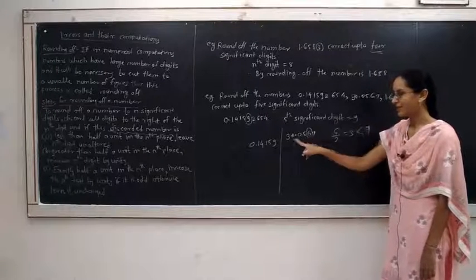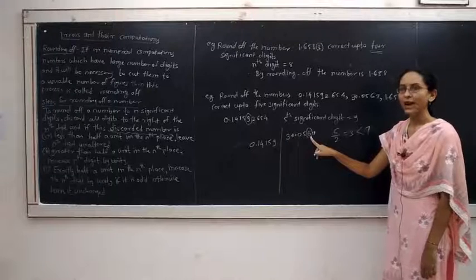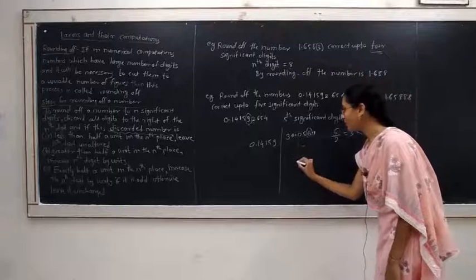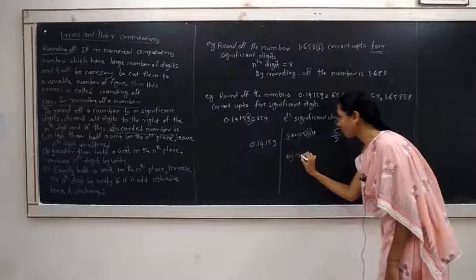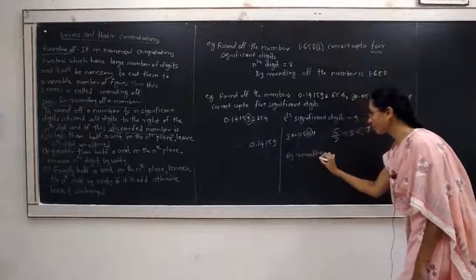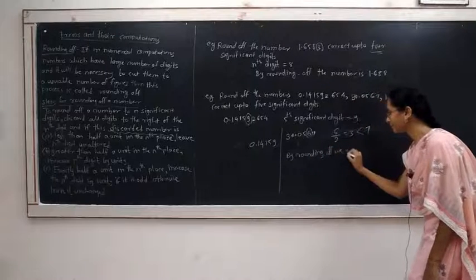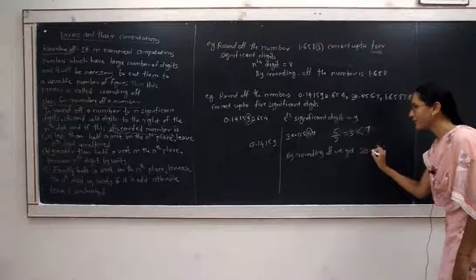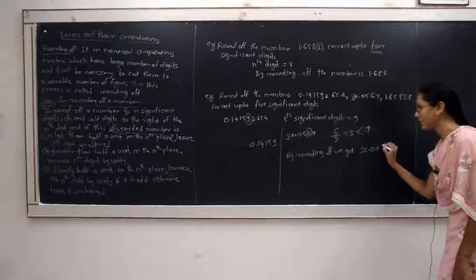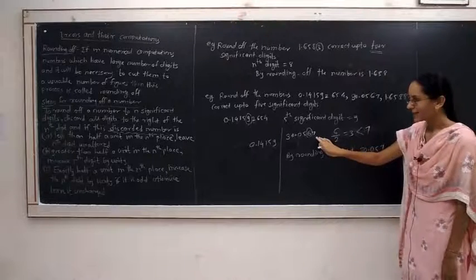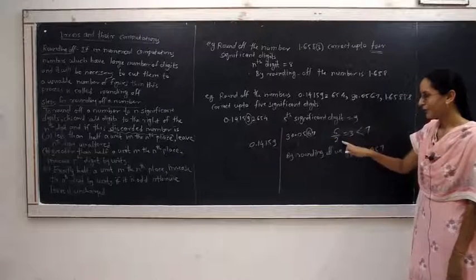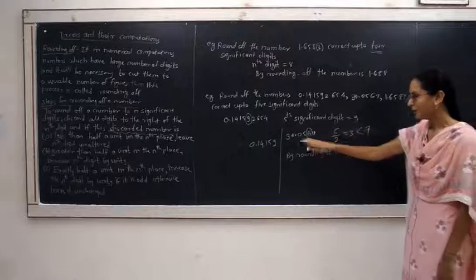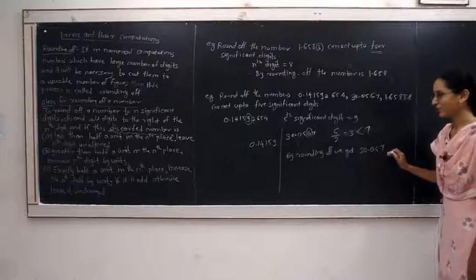The fifth significant digit in this figure is 6. If we add 1 to 6, then it will be 7. Hence, by rounding off this number correct up to 5 significant figures, we get 30.057, because the discarded number is greater than half of the unit at the nth place. Hence, after rounding off it is 30.057.